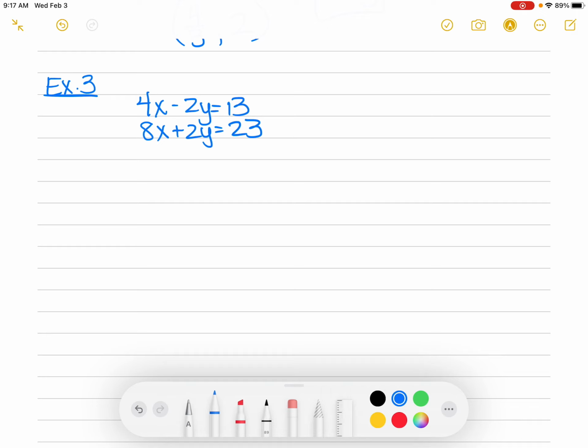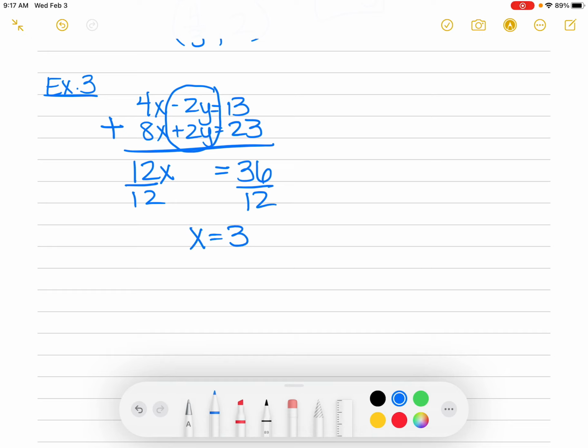Okay, now that you're back, the thing you should have decided to do was add, and that's because you have a negative 2y or minus 2y and a positive 2y. So that's going to equal 0. So I'm going to add these two problems together. So I get 12x, the y's are 0y, so I don't need to write those down, equals 36. Now I divide by 12, and my x is 3.